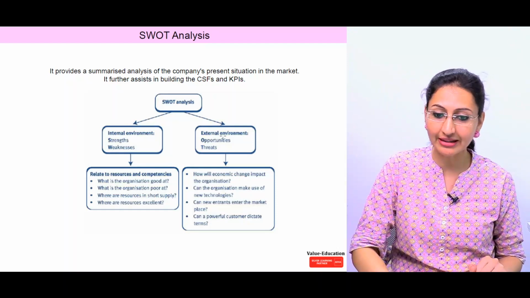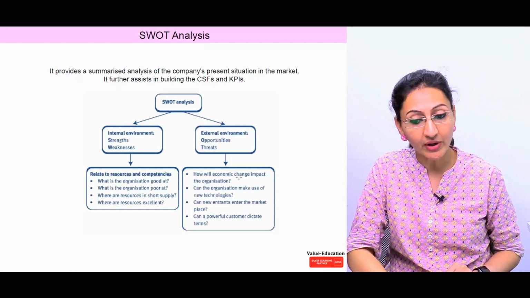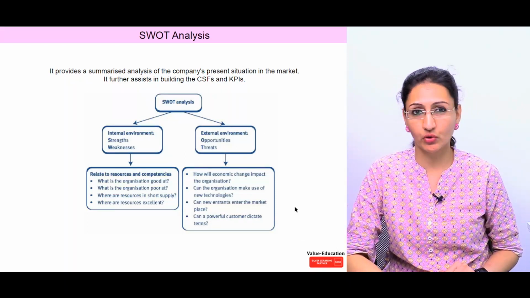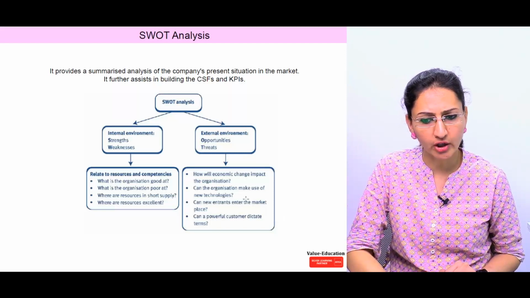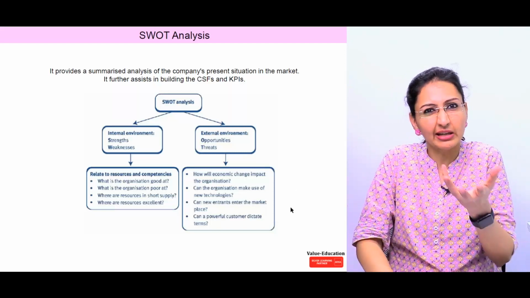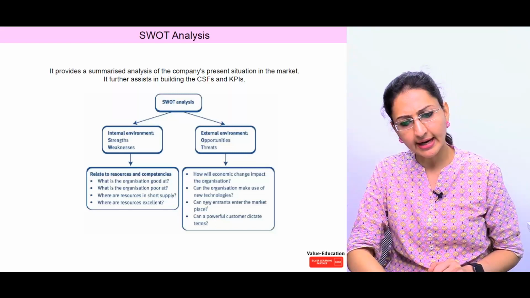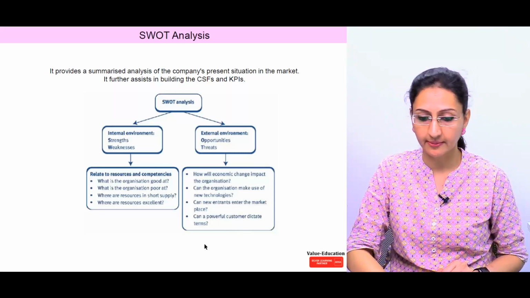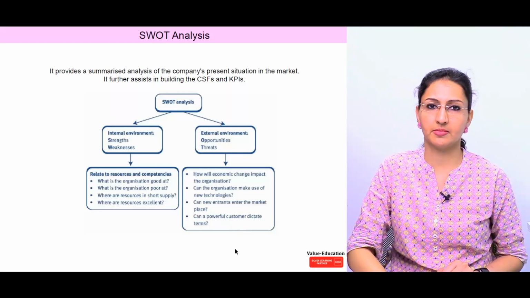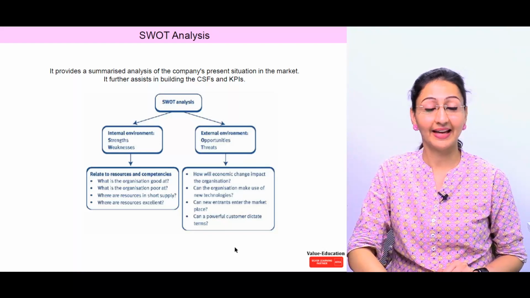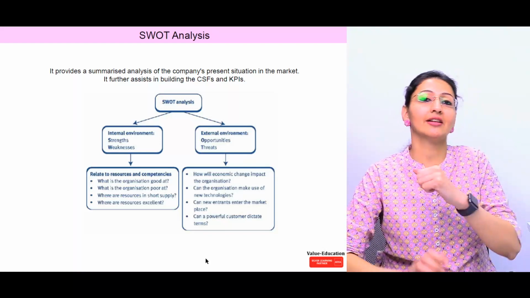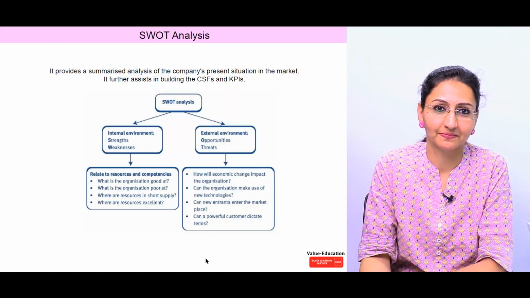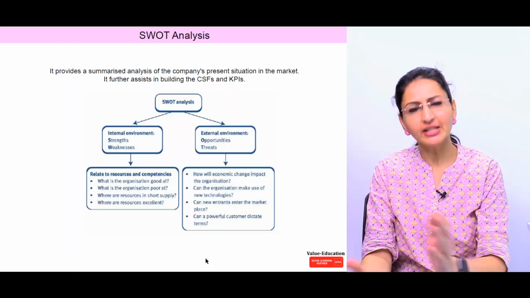Now let's come to the external environment, opportunities and threats. How will economic change impact the organization? There is an economic change. Are we going to be troubled with that? Can the organization make use of new technologies? Is there any opportunity? Can new entrants enter the marketplace? Threat. Can competitors enter the marketplace? Can a powerful customer dictate terms? Threat. Can there be a case that you are serving a customer who is powerful enough that he starts dictating the terms of purchase to you? These are threats, right?